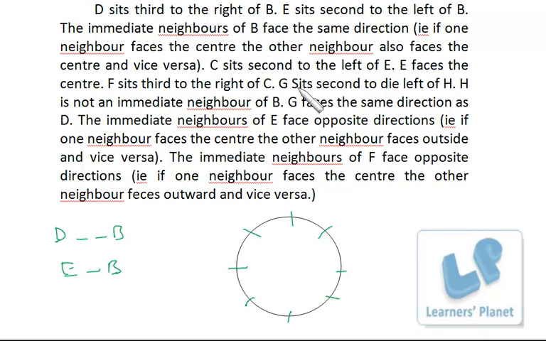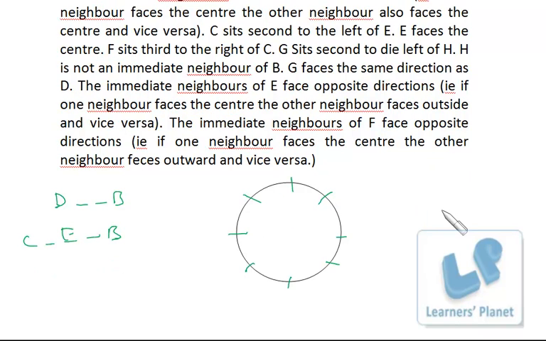Then next is, okay, C sits second to the left of E. That means the situation is something like this. Between E and C there is 1 person, and between E and B 1 person, but we do not know the direction. Okay, E faces the center. Now one important clue we got over here: E faces the center.